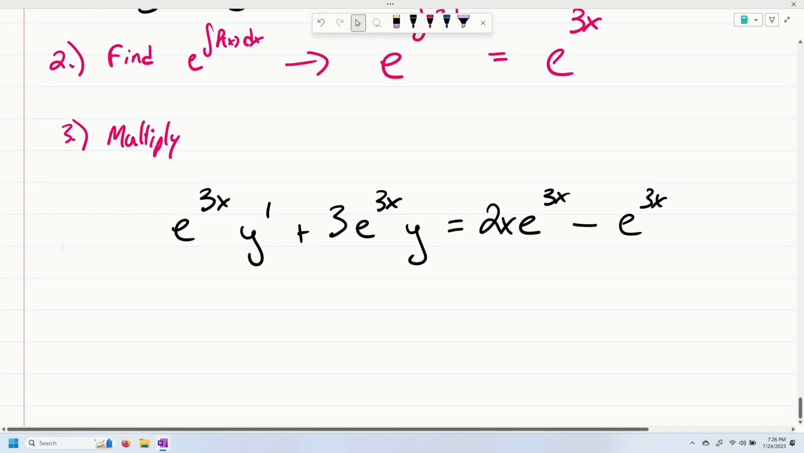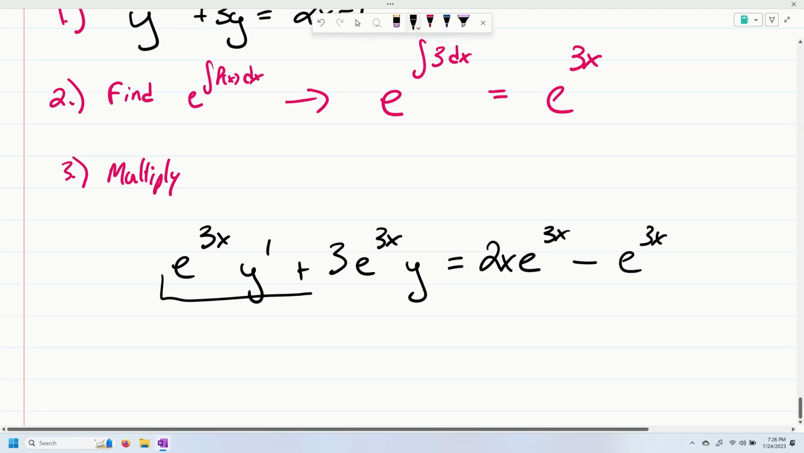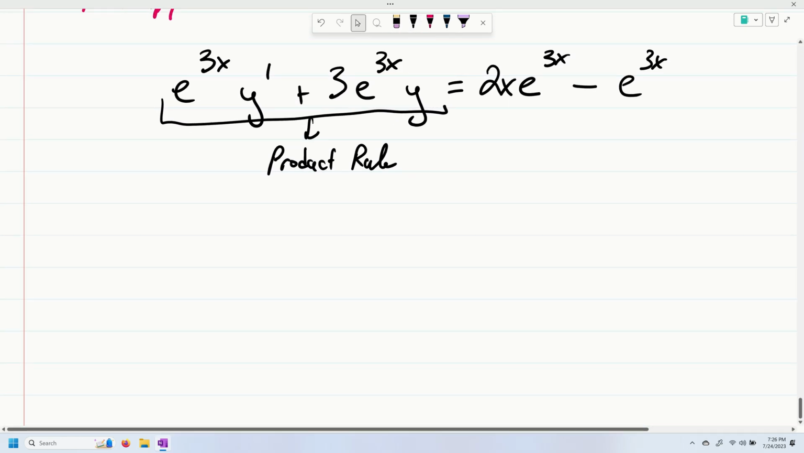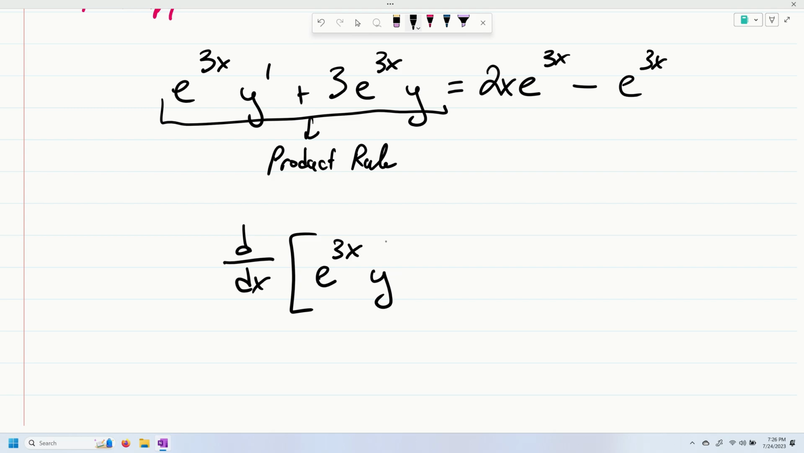Once again, notice you've got the product rule. It's right there. So let's simplify this a little bit further. We know the product rule is going to be between our integrating factor and the variable y. And on the right-hand side, there's really nothing I can do in terms of simplifying, so I'm just going to leave it like this.